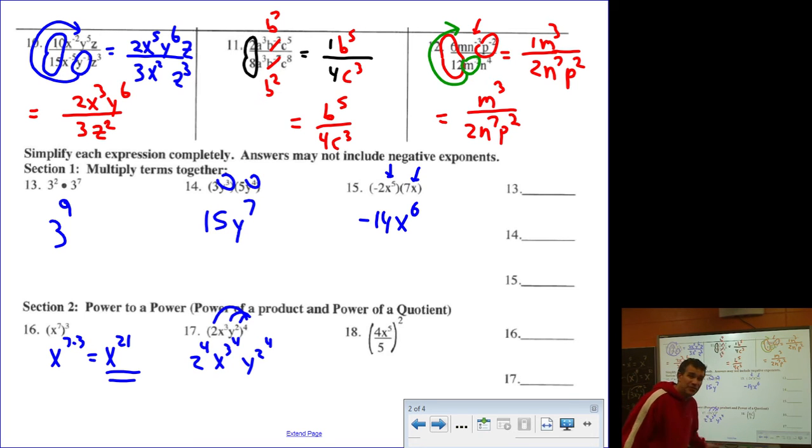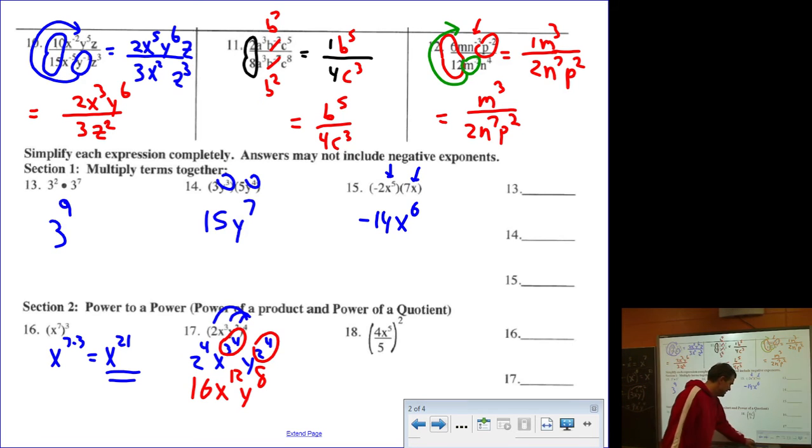Then go ahead and use those exponents. The 2 to the 4th is 2, 4, 8, 16. When I have a power to a power, I multiply them, so that would be x to the 12th. And again, same thing, power to a power, that would be y to the 8th.